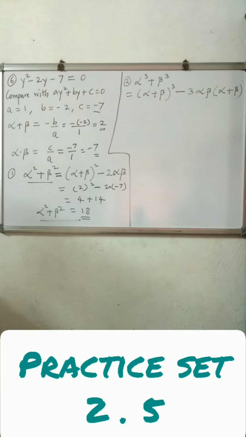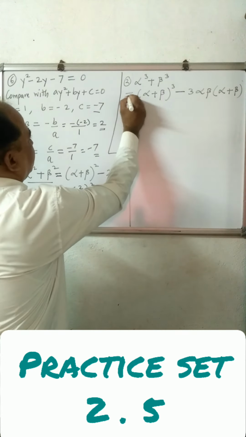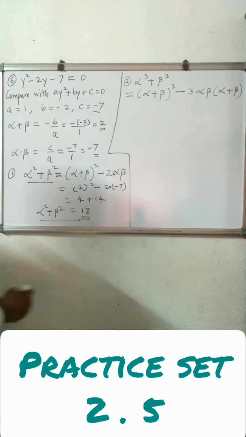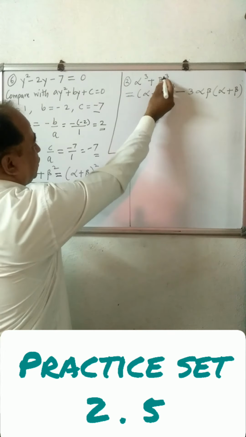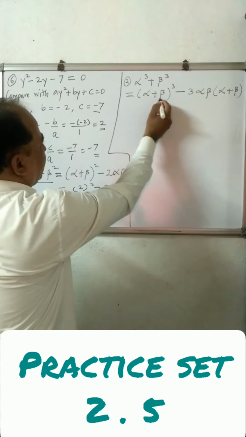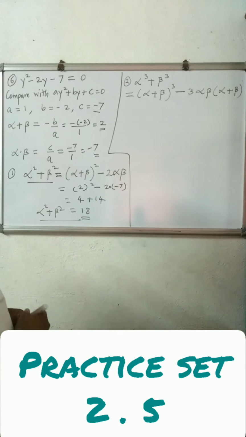So alpha square plus beta square is 18. Now second thing, find alpha cube plus beta cube. Here also we have the formula for alpha cube plus beta cube. x cube plus y cube is equal to x plus y bracket cube minus 3xy into x plus y. So in terms of alpha and beta, alpha cube plus beta cube is equal to alpha plus beta bracket cube minus 3 alpha beta into alpha plus beta.